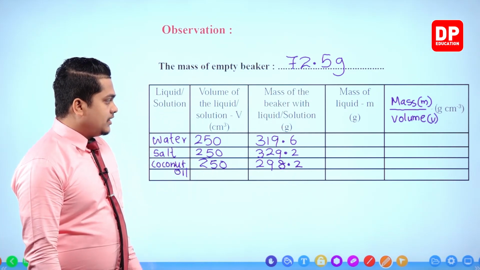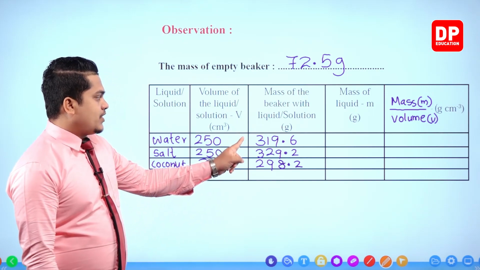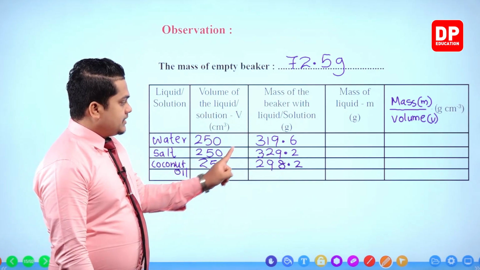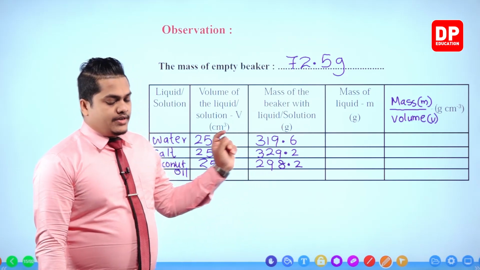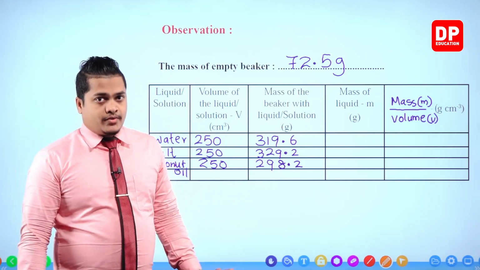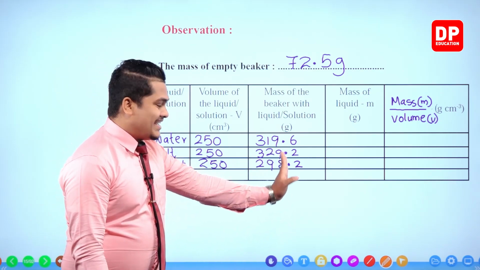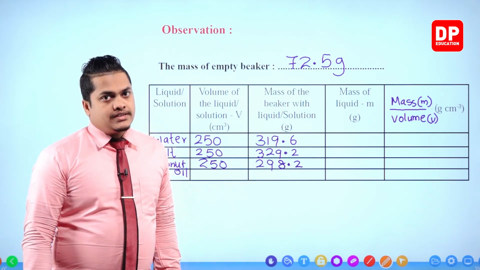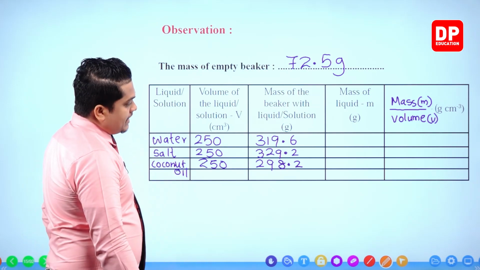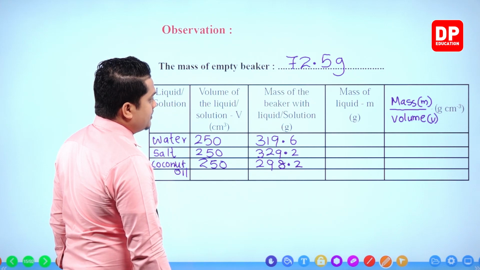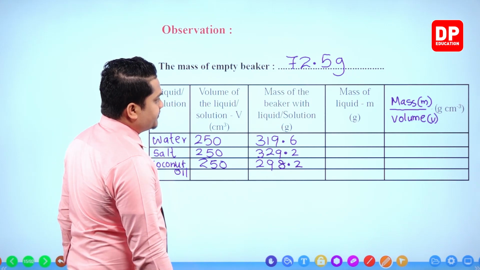298.2 was the third one. So, the first one was 319.6. The second one, 329.2. Then the third one, 298.2. So, these are the three masses of the beaker with the liquid.